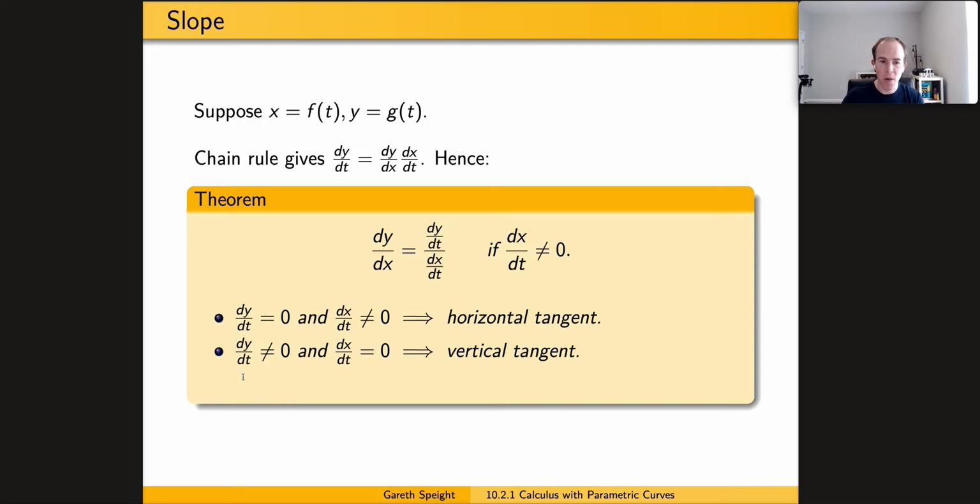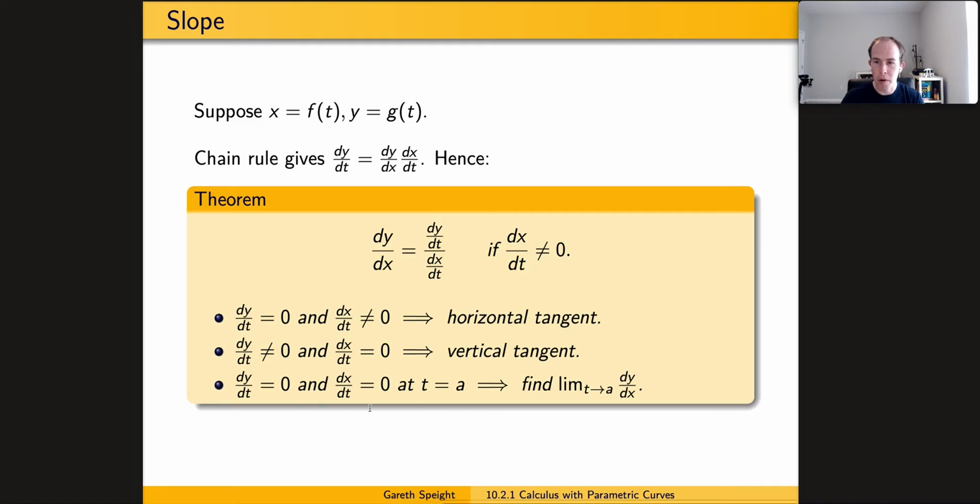Then what happens if dy dt is non-zero and dx over dt equals zero? In this case, this formula is not allowed, it doesn't make sense. So if we just think about it intuitively, dy dt is not zero, that means the curve is moving up or down. But dx over dt is equal to zero, that means the curve is not moving left or right. So we're moving up or down, but not left or right. In this case, we have a vertical tangent.